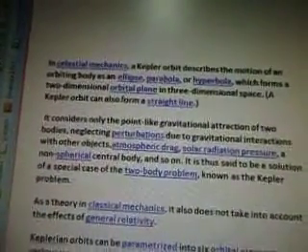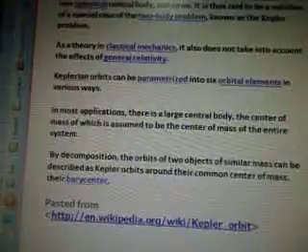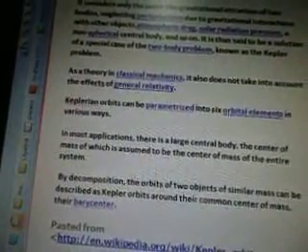And then we have, it talks about celestial mechanics. A Kepler orbit describes the motion of an orbiting body as an ellipse. Okay, we saw that already. As a theory in classical mechanics, it also does not take into account the effects of general relativity. Kepler orbits can be parameterized into six orbital elements. Okay, that's not very good. So barycenter came up, so I looked up barycenter to see what it was, and that's the picture I found.